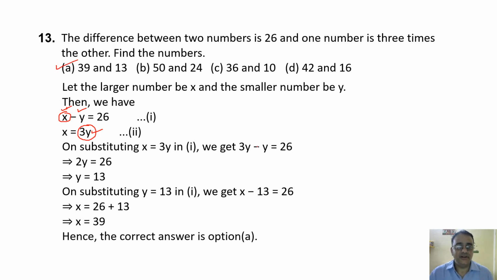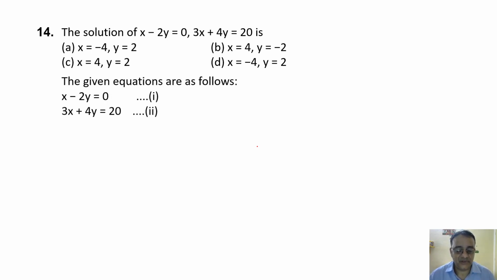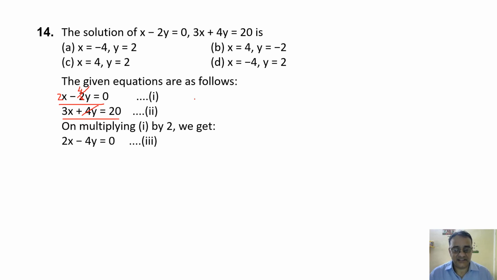So now we are moving toward the 14th question. The solution of x minus 2y is equal to 0 and 3x plus 4y is equal to 20 is. So we'll write the two equations first, equation 1 and 2. Okay, so what we will do, we will multiply with 2 here, so this becomes 4 and this will become 2. Then we will add these two. If you add, what will you get? 5x is equal to 20. Okay, first we will multiply with 2, we get this equation.